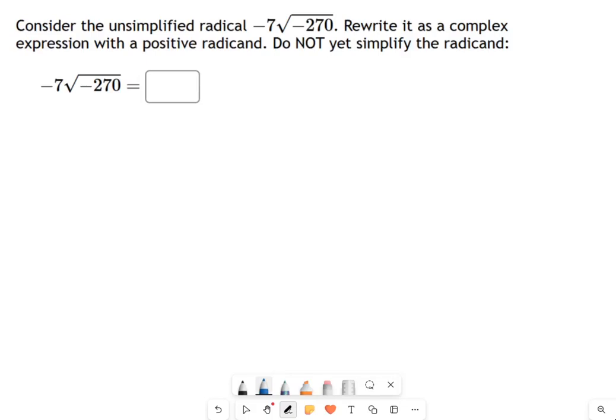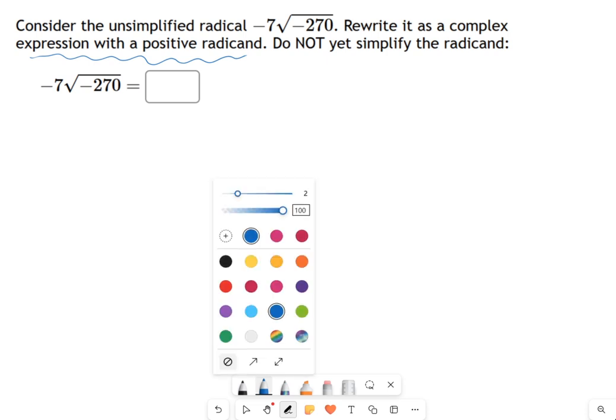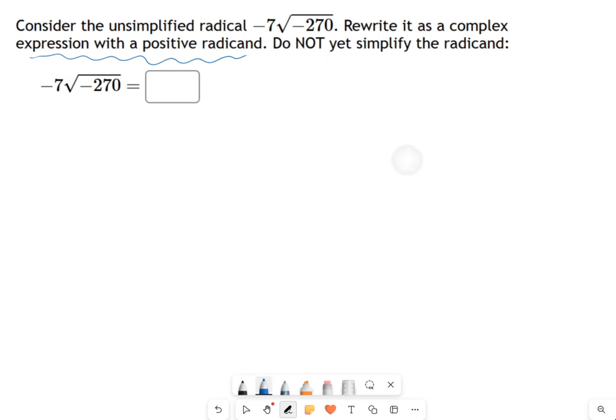In this case, we have a radical that needs simplifying, which is fairly complicated, right? We've got a big number inside the square root, and it's a negative number. So the first step that we're being told to do here is rewrite it with a positive radicand. So let me show you what that's asking for.